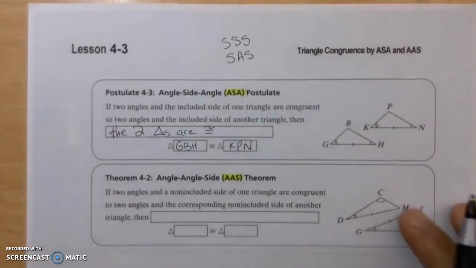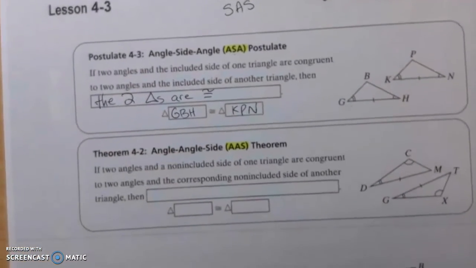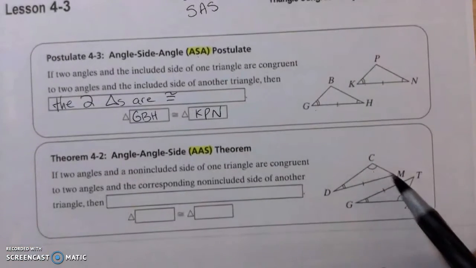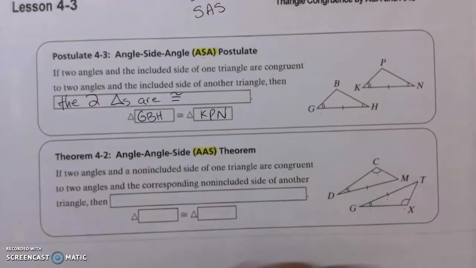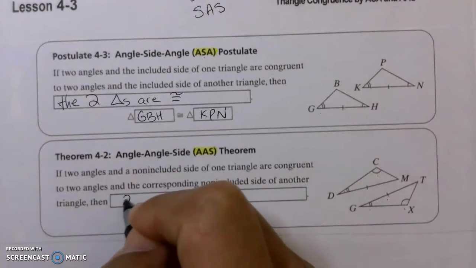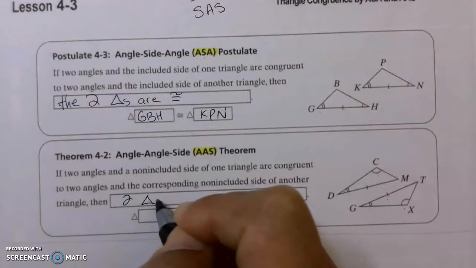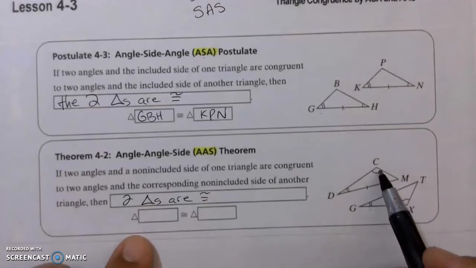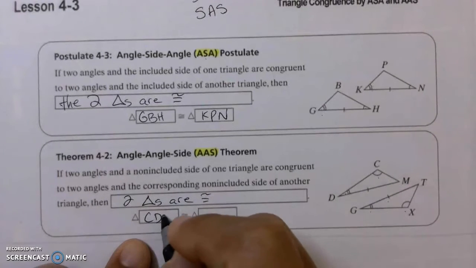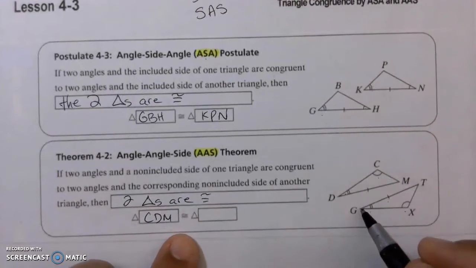The other new one here is angle, angle, side. If you have an angle that's congruent, another angle that's congruent, and then a side length, you have two triangles that are congruent. In this picture, it would be CDM and XGT.